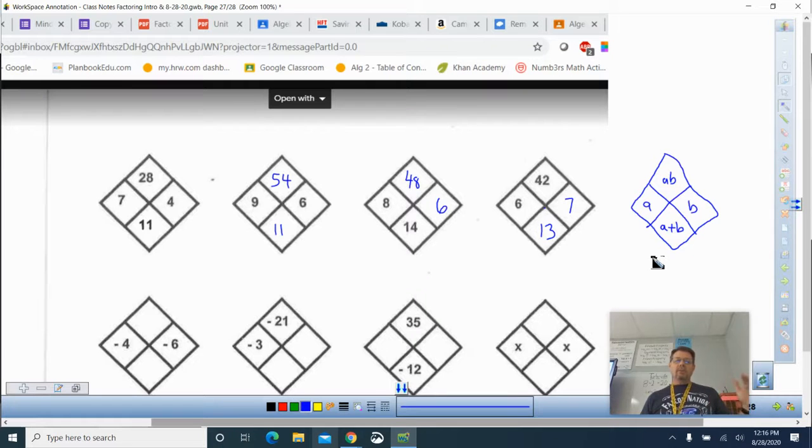So on page 2, I do want you to work it out just like I showed you, but the rest of it should go pretty quickly. I hope that's helpful to you, and let me know if you have any questions.